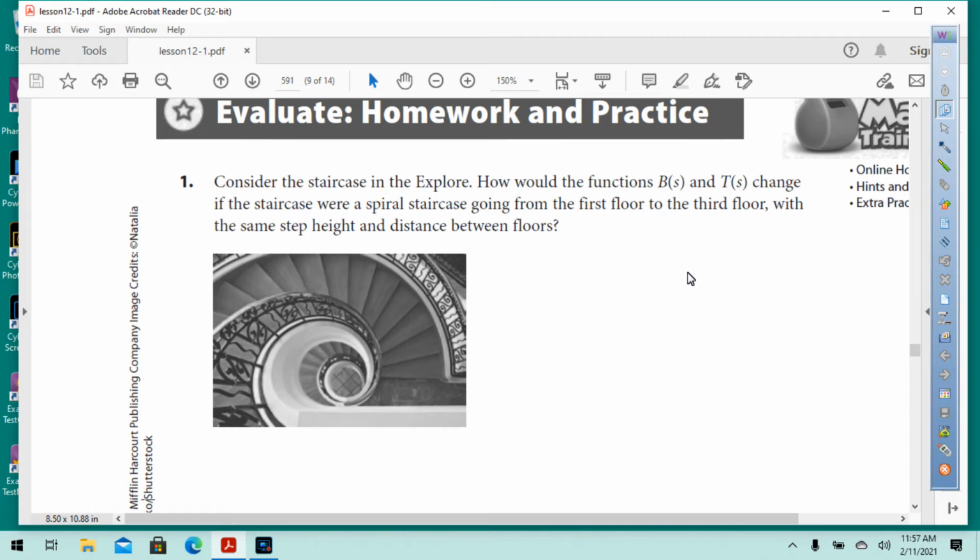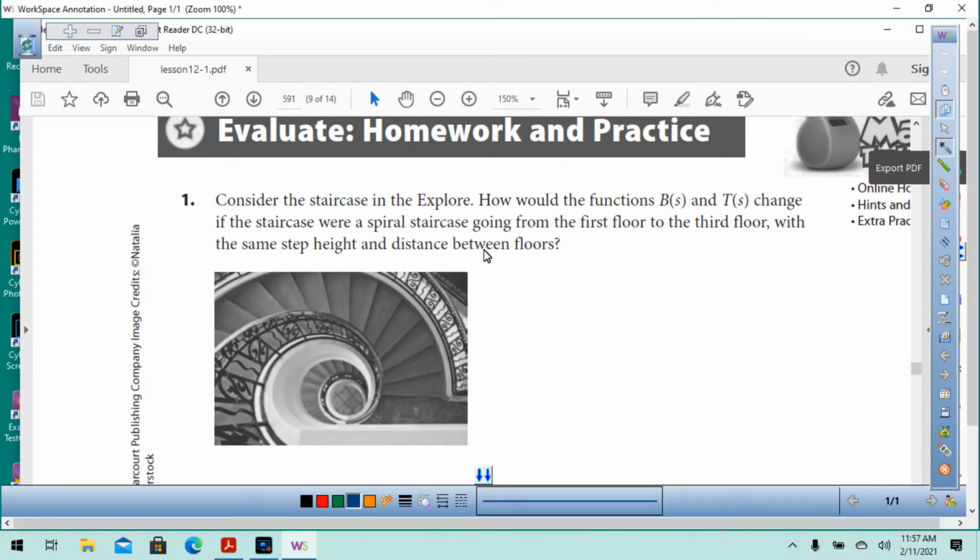Lesson 12-1, number 1. Consider the staircase in the Explorer. How would the function b of s and t of s change if the staircase were a spiral staircase going from the first floor to the third floor with the same height and distance between floors? Well, b of s is 0 plus 7.5x. Okay, so that starts at the bottom and goes to the top. So there would not be any change there.